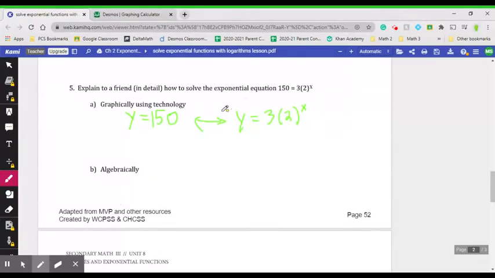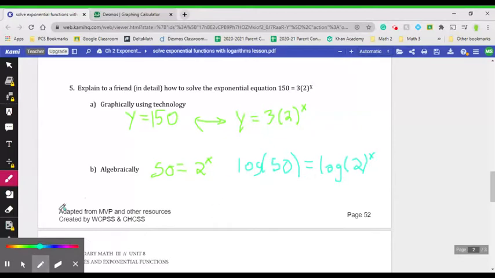So algebraically, step 1 would be dividing both sides by 3. The end result of that would be 50 equal to 2 to the x. And then I would put in a log of base 10, or just the logarithm of 50, is going to be equal to the log of 2 to the x.